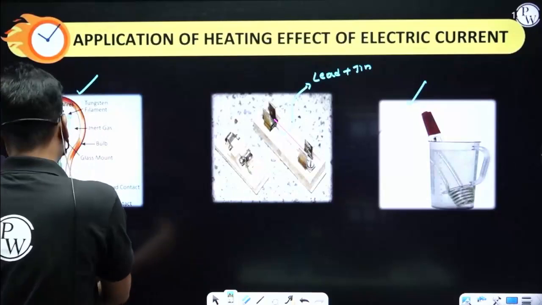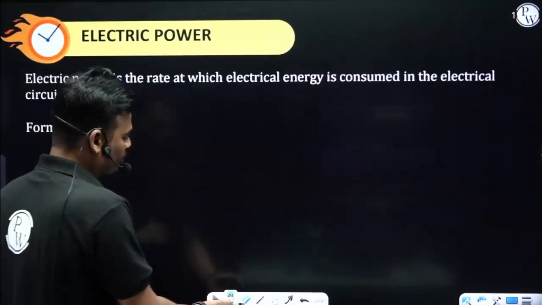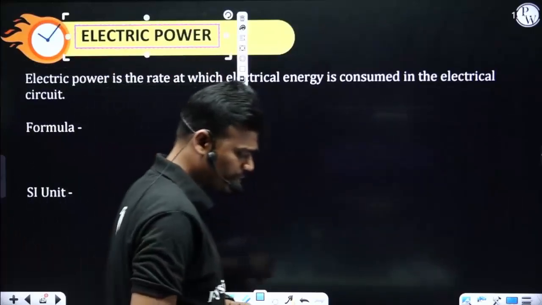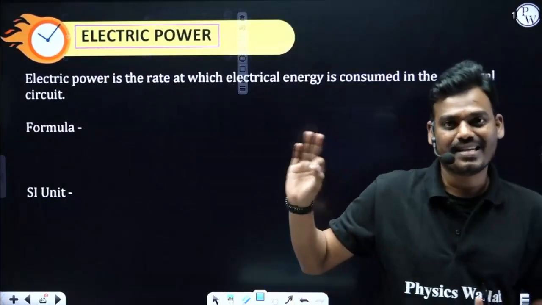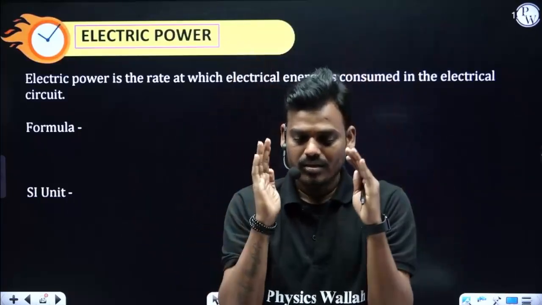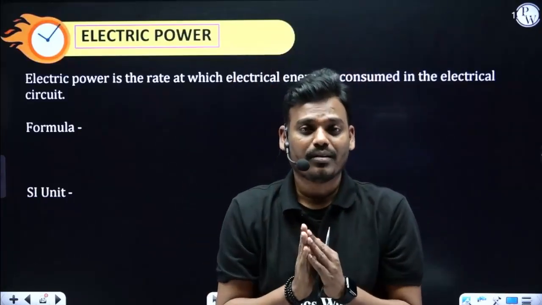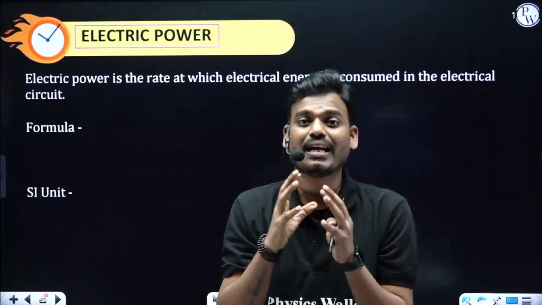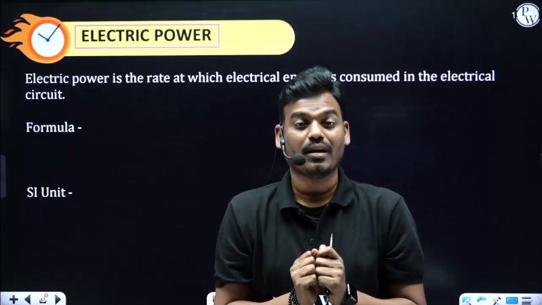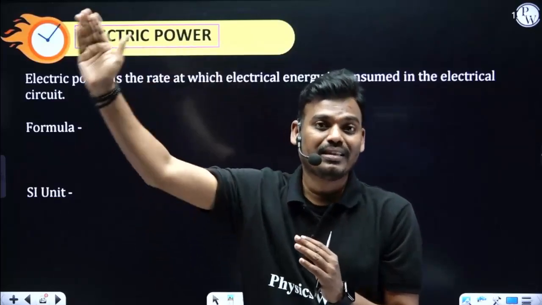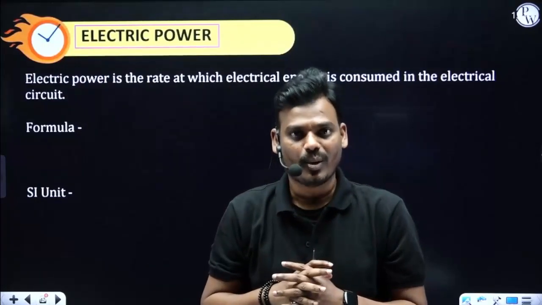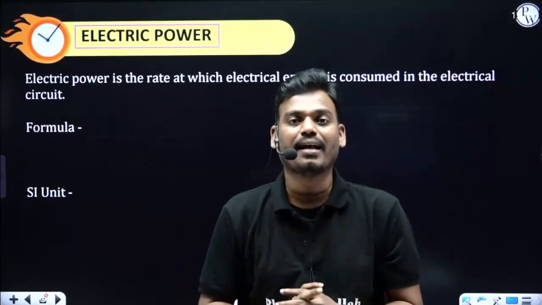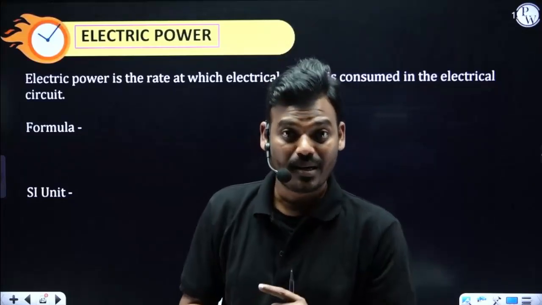Okay, now let's move on to the last second concept, that is electric power. For example, let's consider the AC at our home. Electric power is nothing but the rate at which an electrical appliance consumes energy. The rate at which the electrical appliance consumes electrical energy, we call it electric power, with respect to time.